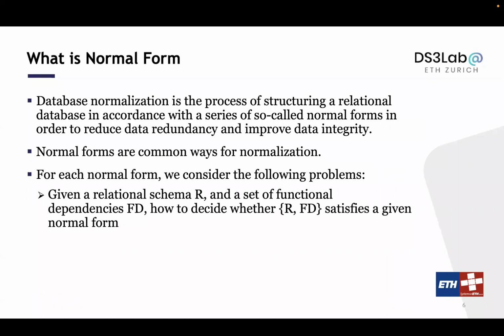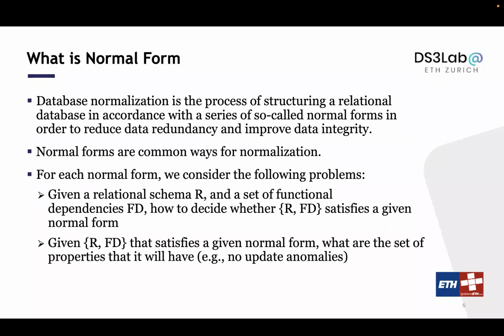On the other hand, the second question is, if you give me any schema R and FD that satisfies a given normal form, what can we say about it? What is the set of properties that it will have? For example, can we say that as long as you are in this normal form, you will not have update anomalies? So what properties can we derive from the fact that this design is in a certain normal form? That's the second fundamental question.